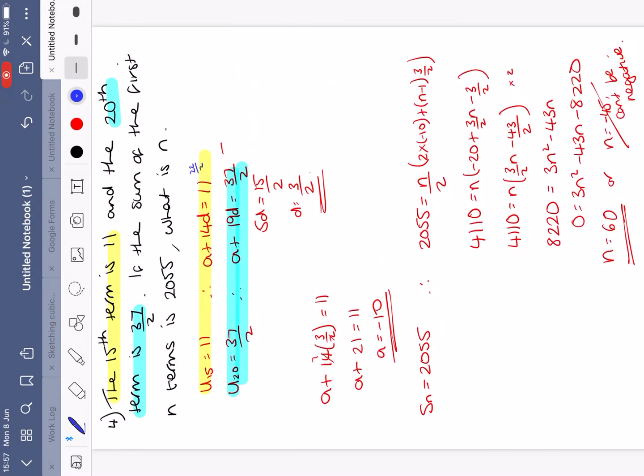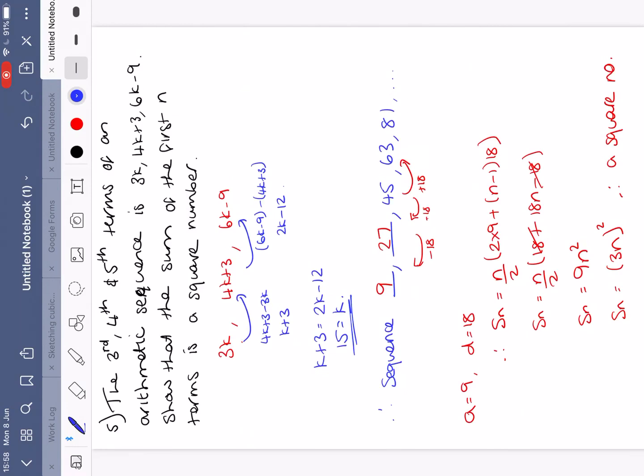And then again, one of these where you've got to set up a pair of simultaneous equations, just the same as before. You're told the 15th term, you're told the 20th term, so you can work out what d and a are. Then it wants to know what's the value of n if the sum is 2055. It's not saying it exceeds this time, it's just saying it equals that. So you just use your equals sign, and you should be able to do that. And you should have got n equals 60.